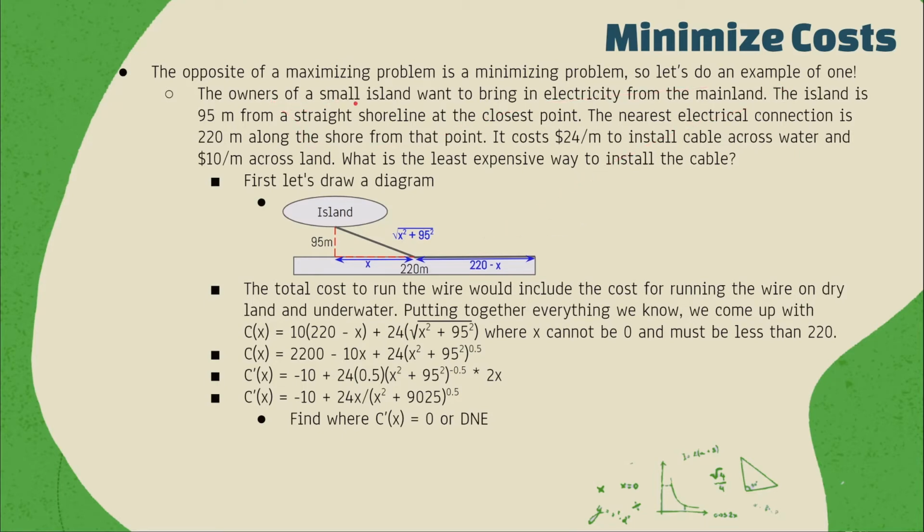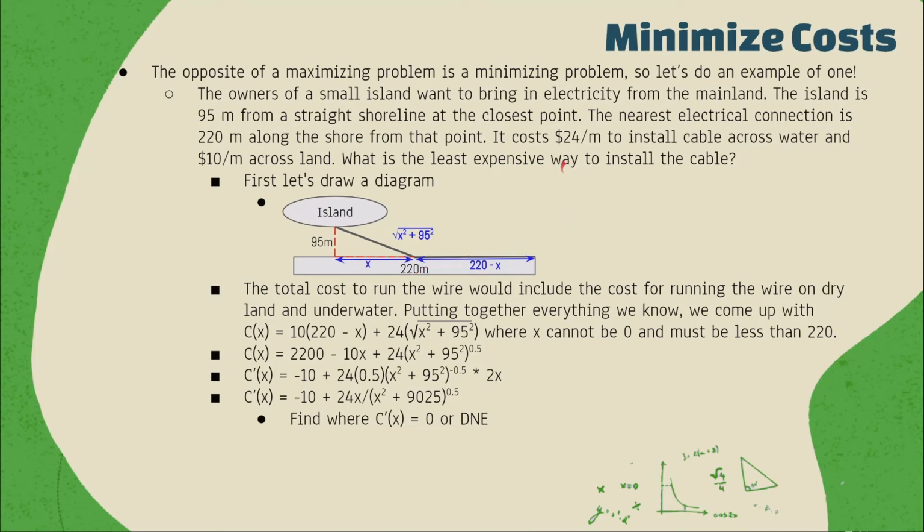The owners of a small island want to bring electricity to the mainland. The island is 95 meters from a straight shoreline at the closest point. So here's our little diagram. From the straight point, we have 95 meters. Then the nearest electrical connection is 220 meters along the shoreline from that point. So this entire line is 220 meters long.